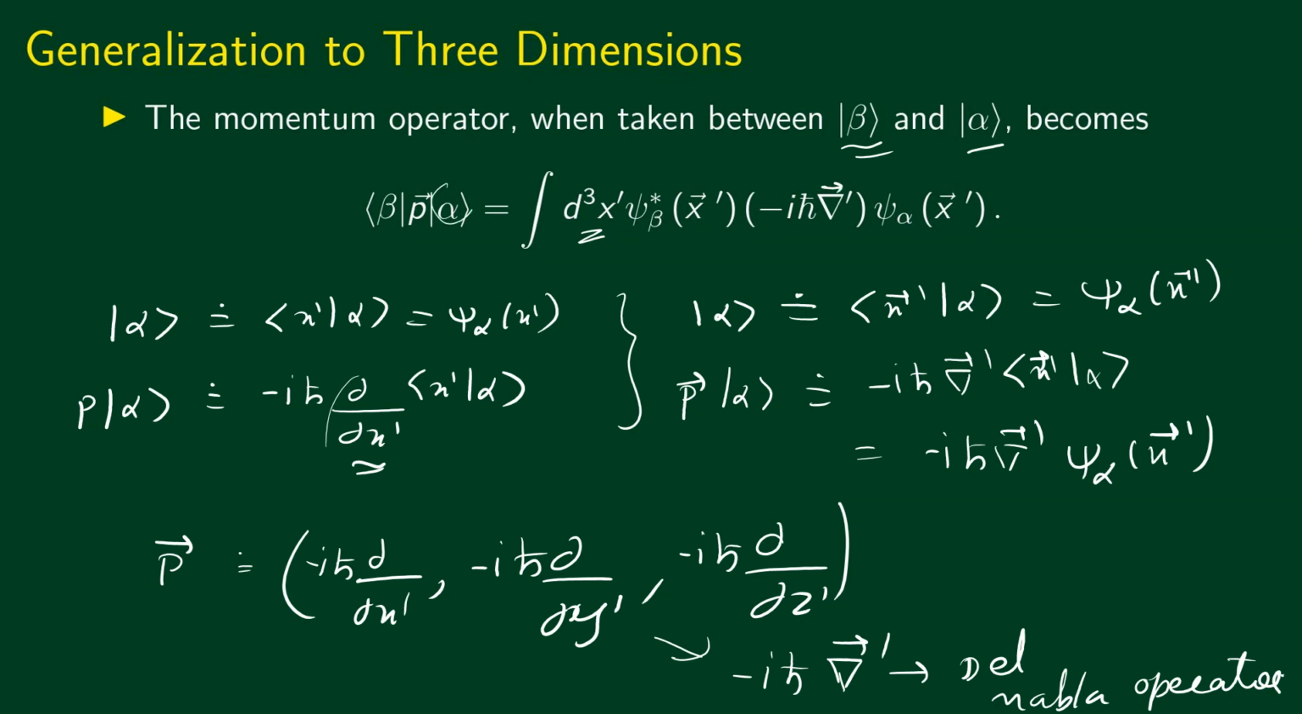Then you write the wave function corresponding to ket alpha. It is psi alpha of x vector prime. Now you can reach this result by introducing the identity operators in here in terms of the completeness relation, just like we did in the one-dimensional case. I think we already did this explicitly in the one-dimensional case, so you already know why there is this integral d cube x prime appearing here.